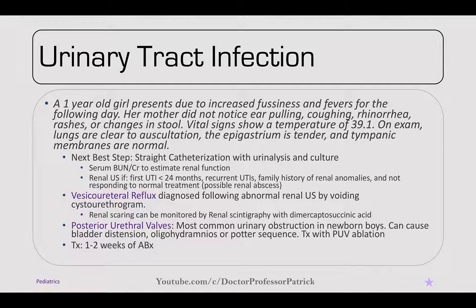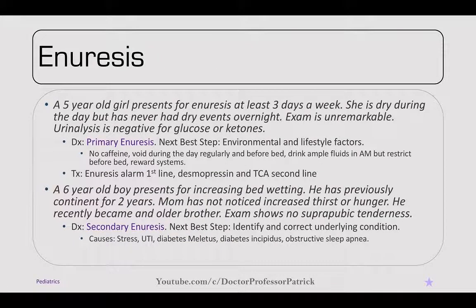And then lastly, we've got posterior urethral valves. It's the more common urinary obstruction in newborn males. It can cause bladder dysfunction, oligohydramnios, or Potter sequence, and you can treat this with a PUV ablation. And then the treatment for any UTI is going to be 1 to 2 weeks of antibiotics.